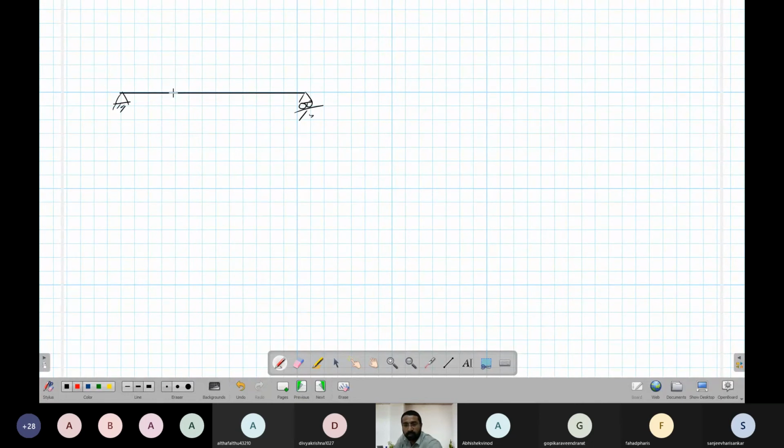And we have a UDL like this. Okay. So this is W. So UDL W is in kilonewton per meter. So if you have to find the weight or force in this small region, what you will do is W into this width.